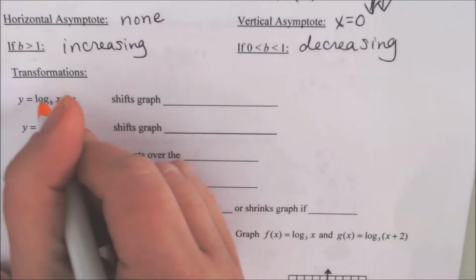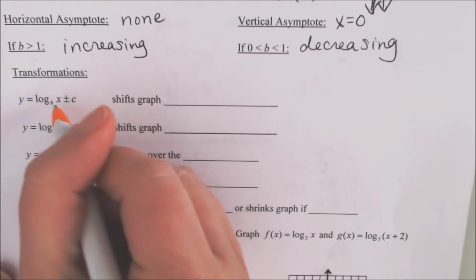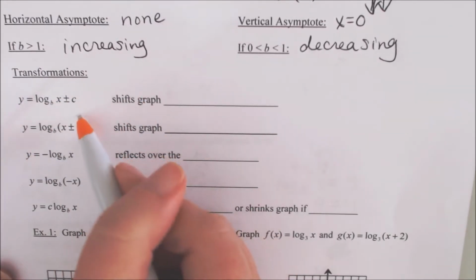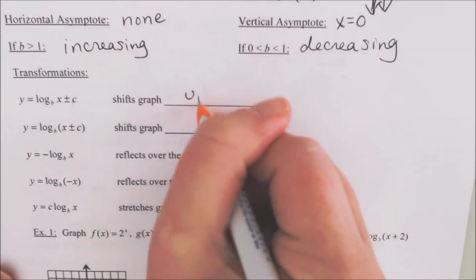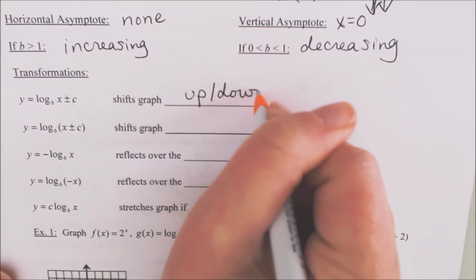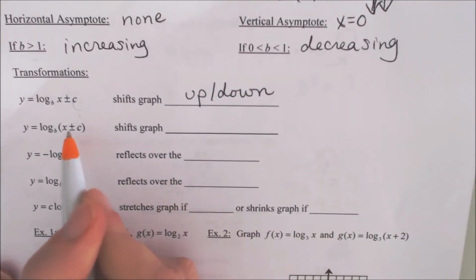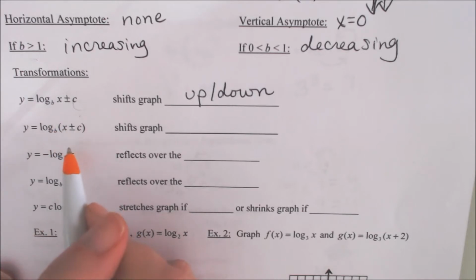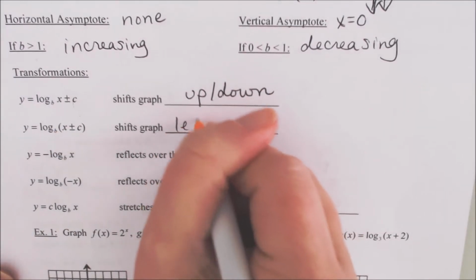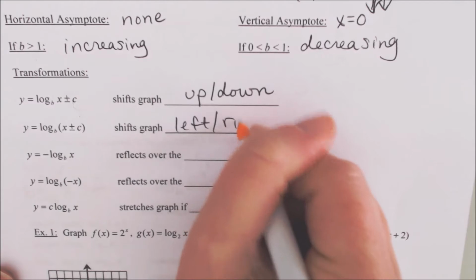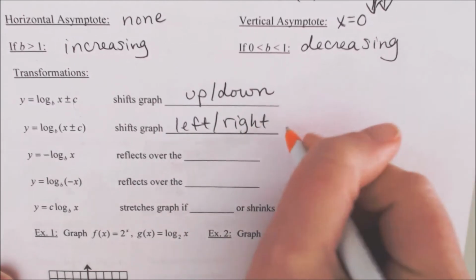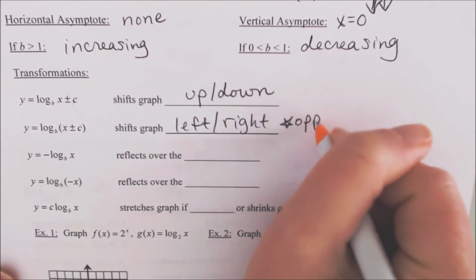So if you've got log base b of x, where x is your argument, and then the plus c or minus c is on the outside, that shifts the graph up and down. If the plus or minus c is on the inside in your argument, that's going to shift it left and right. There's your horizontal translation. And just like before, remember with horizontal translations, it's opposite whatever the sign is.